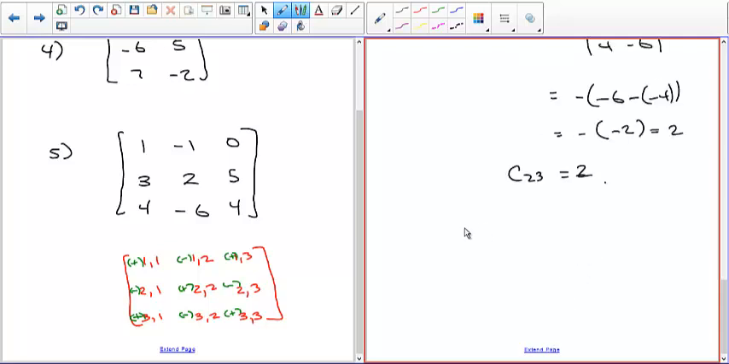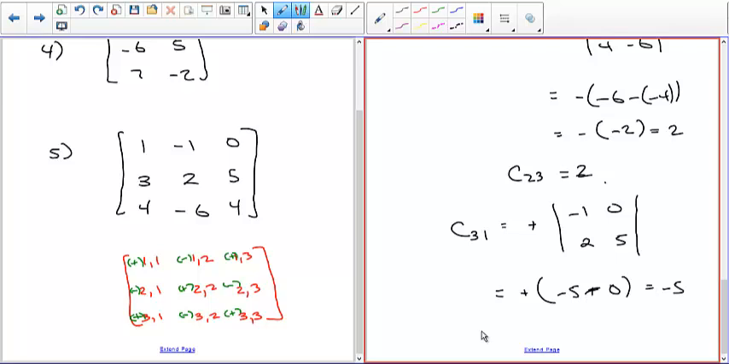Then you have 3, 1. So that's the third row, first column. So that's right there. It's positive. If you mark out third row, first column, you're left with this. So you end up with -1, 0, 2, 5. So that's plus. And then you have -1 times 5, which is -5, and 2 times 0, subtract 0. So you get -5. So C31 is -5.